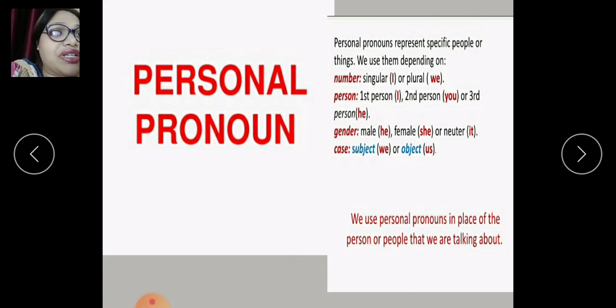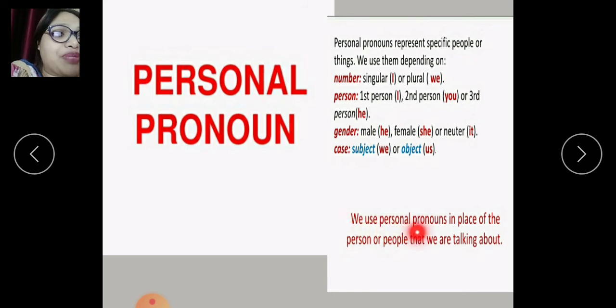So here children, you can see what is personal pronouns. Personal pronouns represent specific people or things. We use them depending on number, that is singular, I, or plural, we. Person, first person I, second person you, or third person he. Similarly, for the gender cases, male is he, female is she, and neuter is it. Subject we and object us. This is for the case.